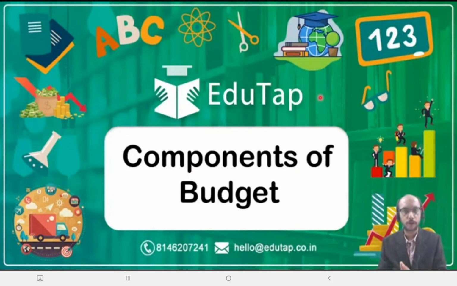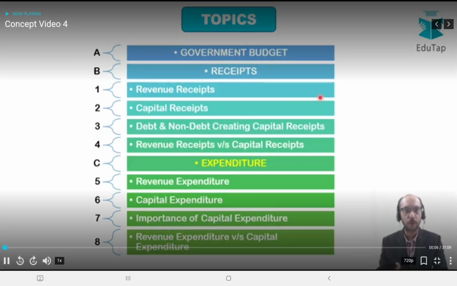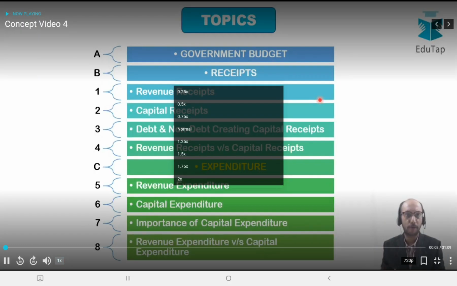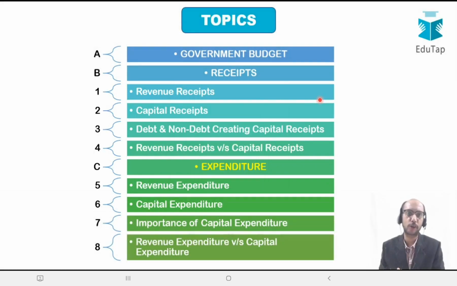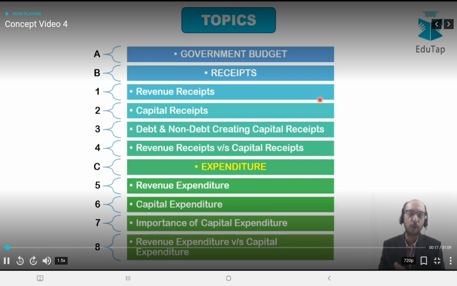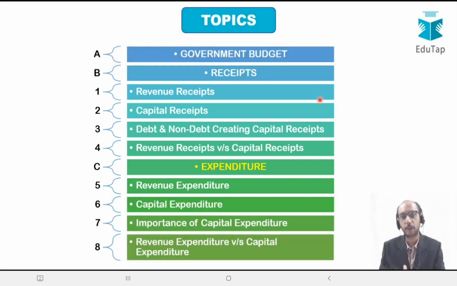In this particular video, we will be taking forward our discussion of components of budget. In the previous video, we have already looked at receipts. We have analyzed in detail revenue receipts, capital receipts, debt and non-debt creating capital receipts, as well as revenue receipts versus capital receipts, the distinction. Now we'll be looking at expenditure. We'll be looking at revenue and capital expenditure, the importance of capital expenditure, and the distinction between revenue expenditure and capital expenditure. So without further ado, let us take our discussion ahead.